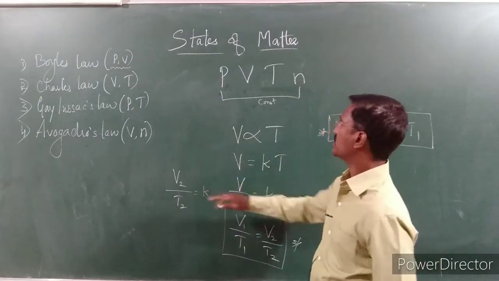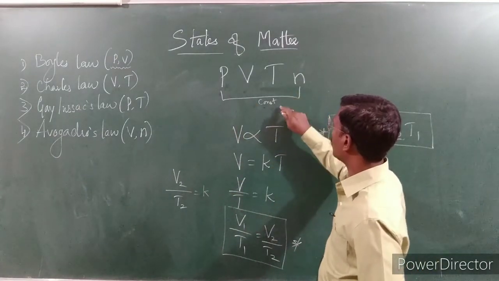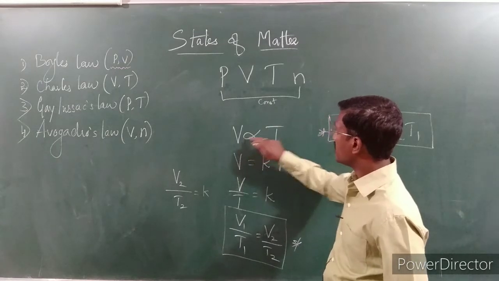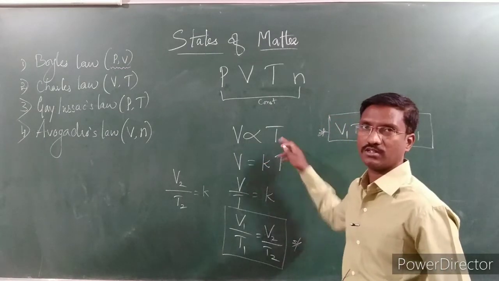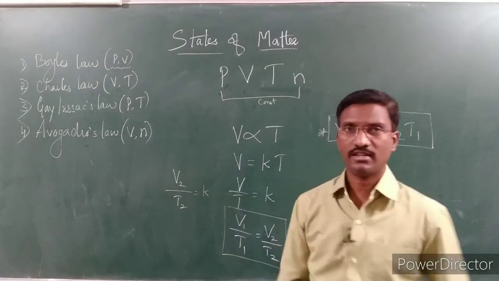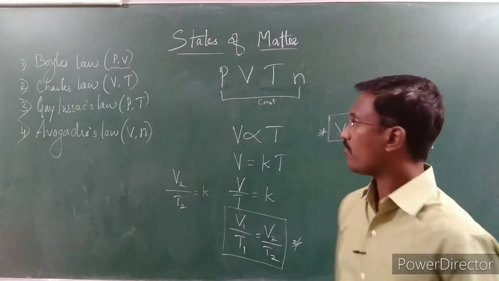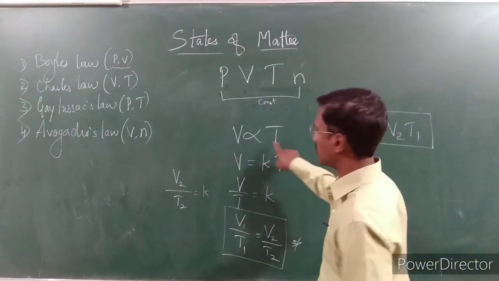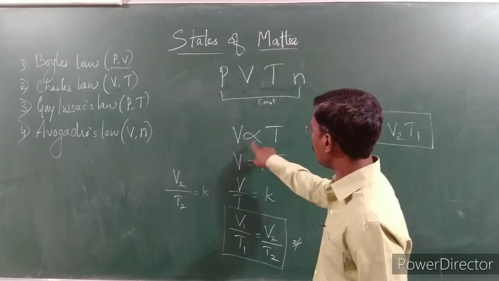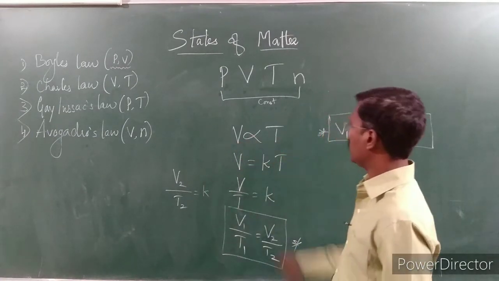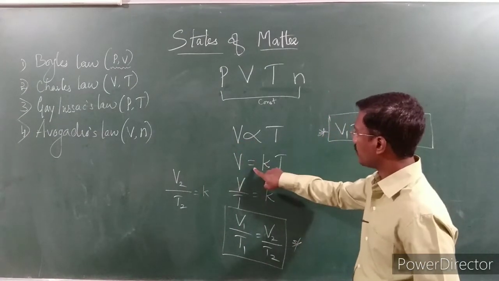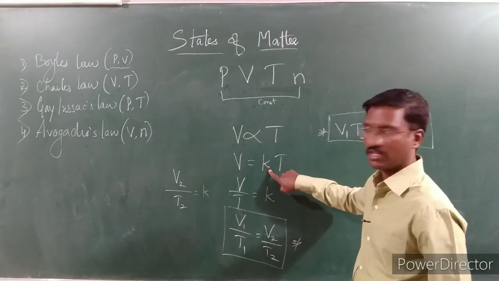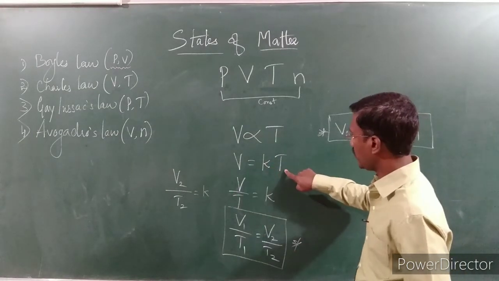Charles law states that at constant pressure and fixed amount of gas, volume of the gas is directly proportional to the temperature. This is called as Charles law. This is very much simple. Next, you have to write the mathematical expression. That is V is directly proportional to T, and the proportional sign is replaced by is equal to and some constant K. V is equal to K into T.